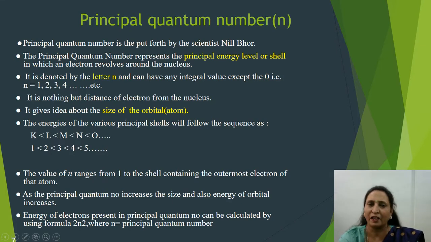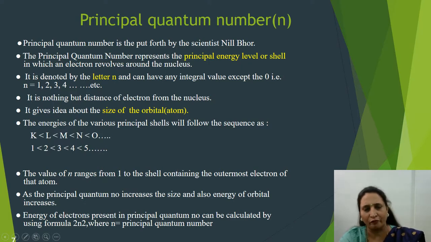Principal quantum number represents the principal energy level or principal shell in which the electron revolves around the nucleus. It is denoted by the letter small n and can have any integer value except 0. That is, n can be 1, 2, 3, 4 and so on. It is nothing but the distance of the electron from the nucleus. It gives an idea about the size of the atom or orbital.